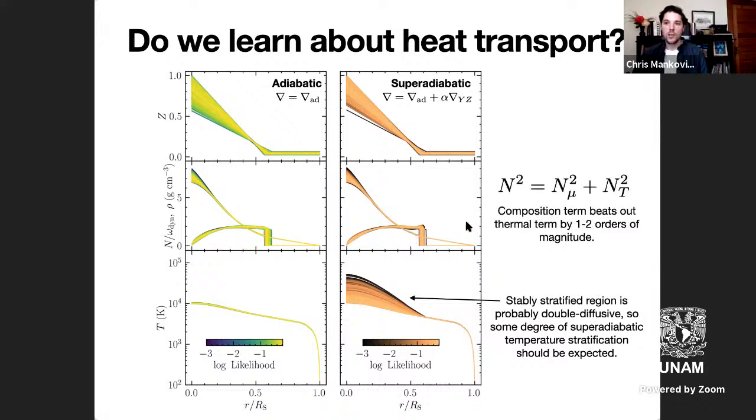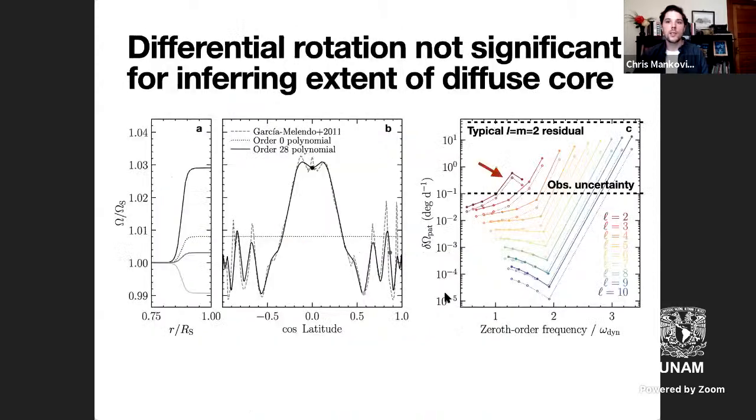And the reason for that is simply that in the buoyancy frequency, the composition term from a gradient like this just far outweighs the thermal term for any plausible temperature profile. So we're not able to put our finger on the temperature profile inside Saturn based on these measurements, and that's going to be a fundamental limitation of the ring seismology.